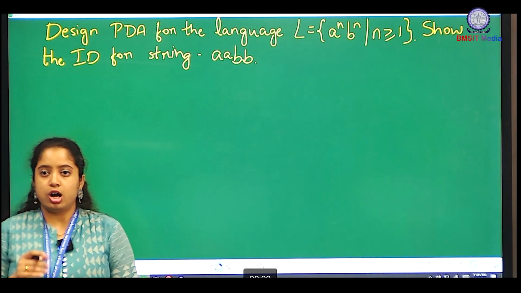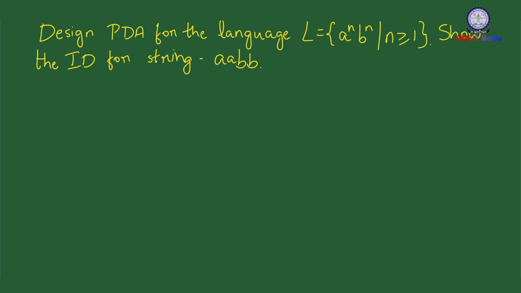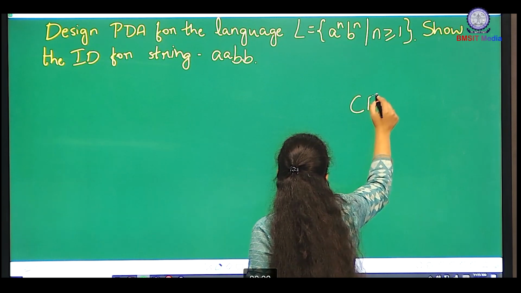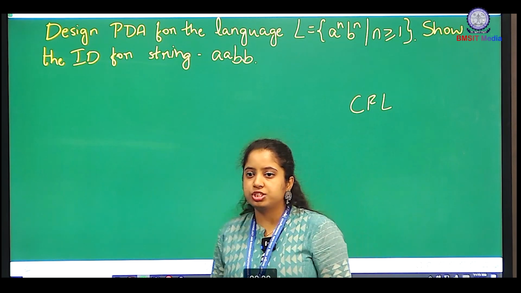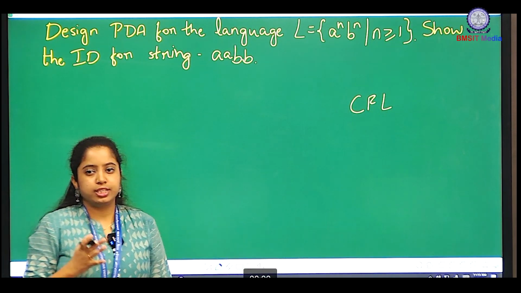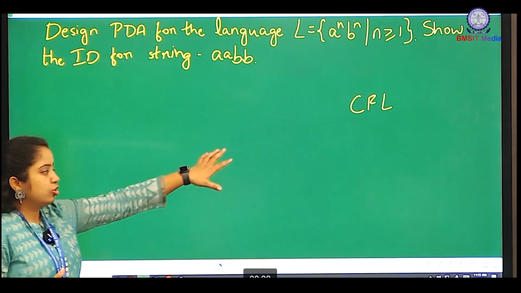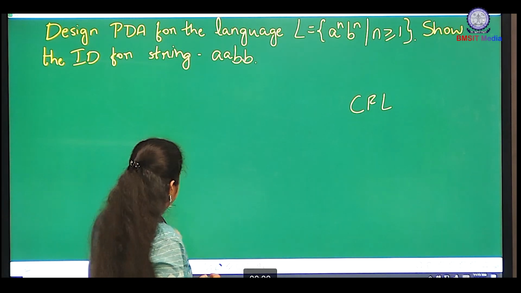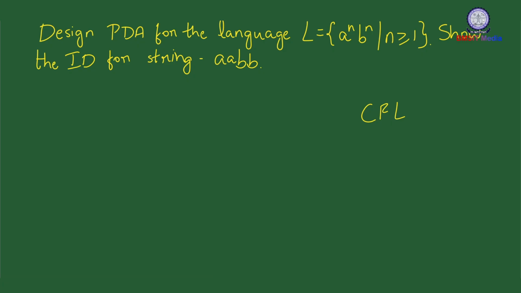Let us look into how we have to design a PDA. A PDA is usually accepted by context-free grammar or context-free language. So we usually design PDAs for the languages that are context-free. For those languages, we will be designing a PDA. I have taken one such example.